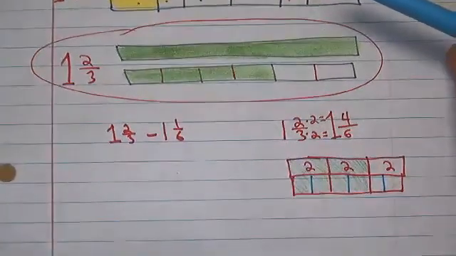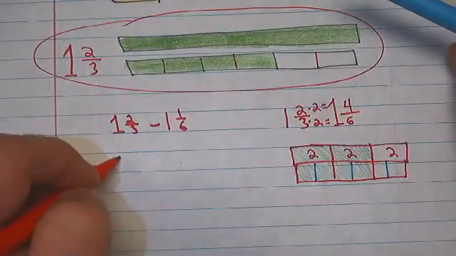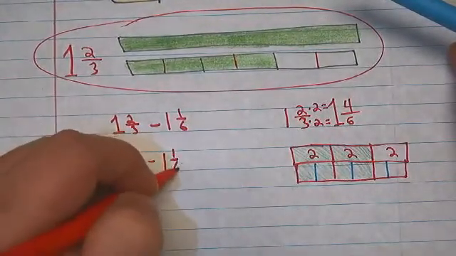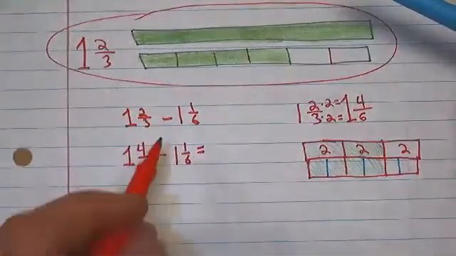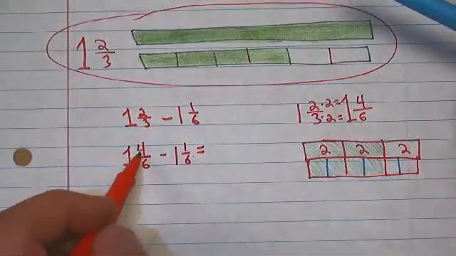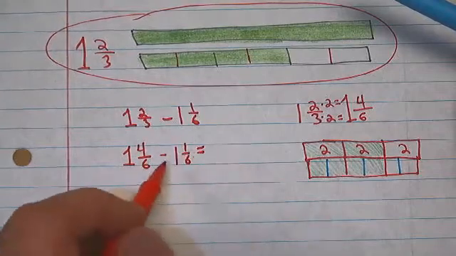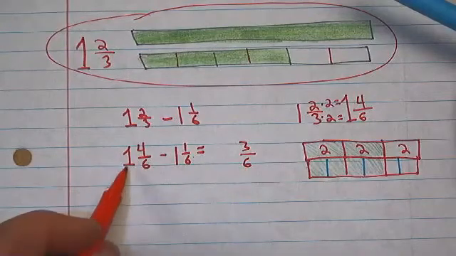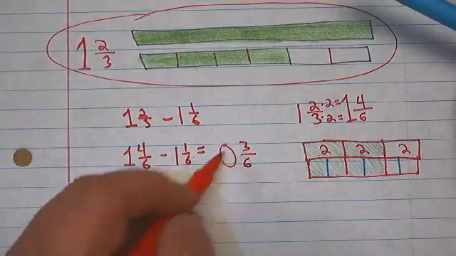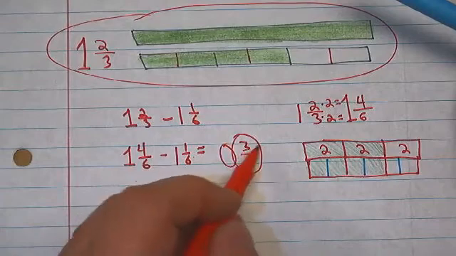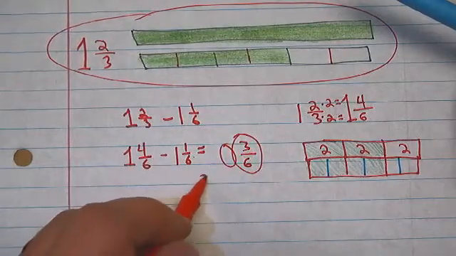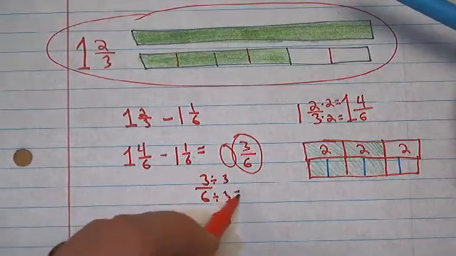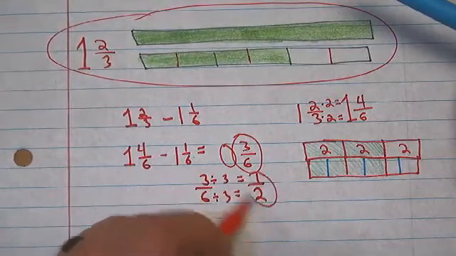So now I can go through the expression here. 1 and 4/6 minus 1 and 1/6. Okay, well, let's do the fractional amount. 4/6 minus 1/6 is going to get me 3/6. And then 1 minus 1 is 0, so it's just 3/6. However, that can be simplified. I can say, okay, 3/6, if I put it in groups of 3, that's going to get me 1/2.